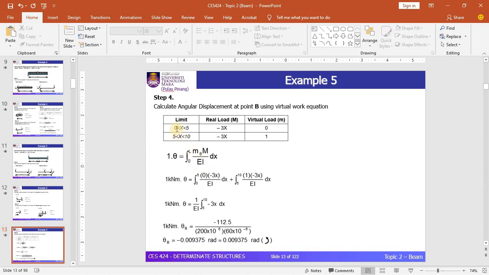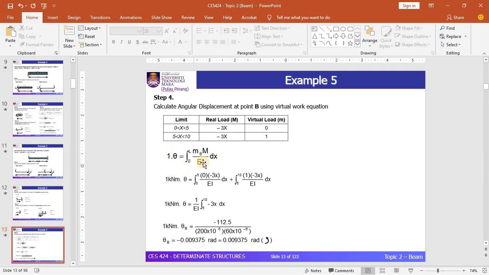And next, you can summarize all the equations into this table that we have seen in the previous example. You can see that we have limits 0 to 5 and 5 to 10. For the first limit, 0 to 5, the equation of moment for the real load is equal to negative 3x, and for the virtual load it is 0. Meanwhile, for the range 5 to 10, we have negative 3x for the real load and 1 for the virtual load.